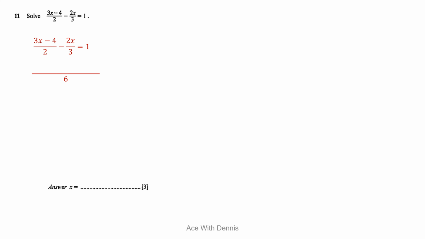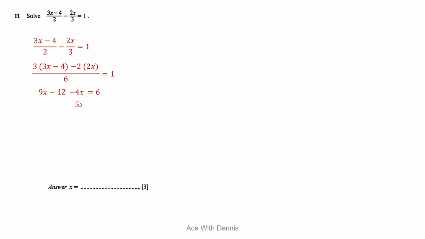Then for the numerator of the first fraction, it becomes 3 times (3x minus 4). And the numerator for the second fraction becomes minus 2 times 2x. Then equals 1. Next, we just move the 6 to the right side and expand the bracket. We have 9x minus 12 minus 4x equals 6.